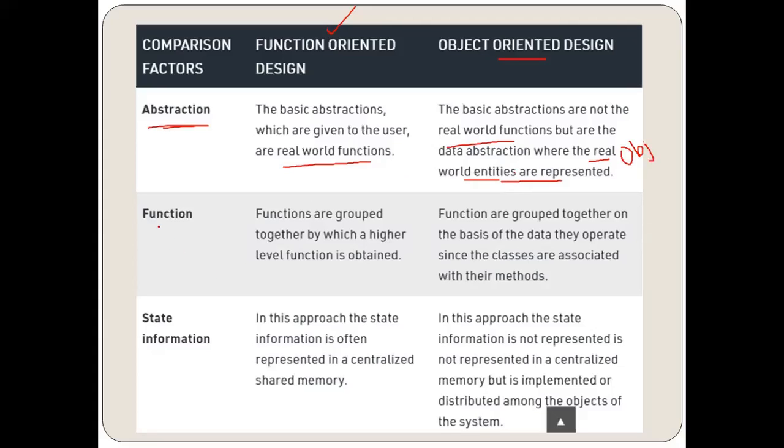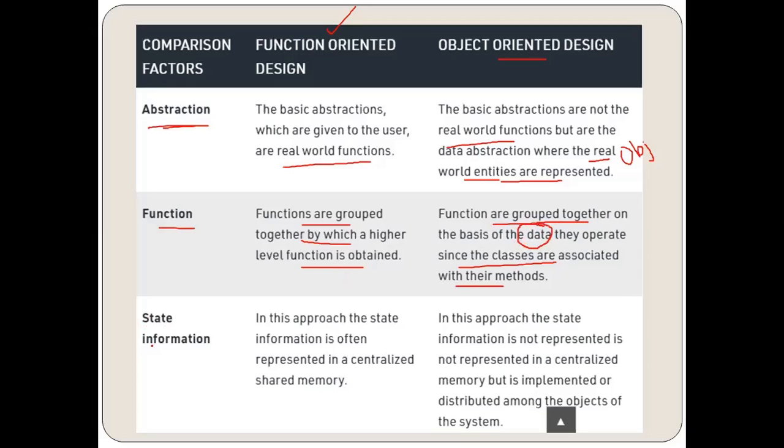Next one is function. Here the functions are grouped together by which a higher level function is obtained. While in object oriented, the functions are grouped together on the basis of the data they operate on, since the classes are associated with their methods. So that means functions are grouped together on the basis of the data, because the objects and classes are associated with the data and the methods.